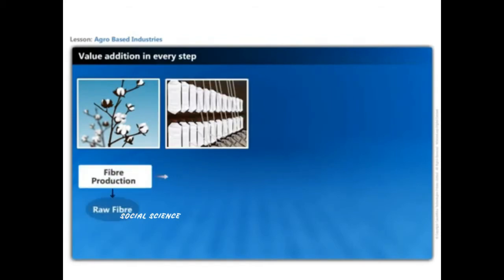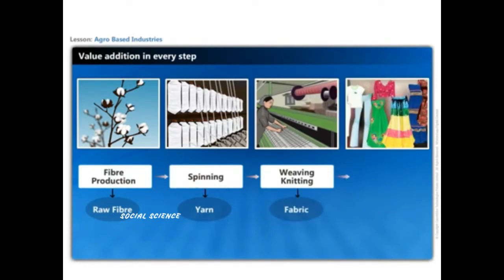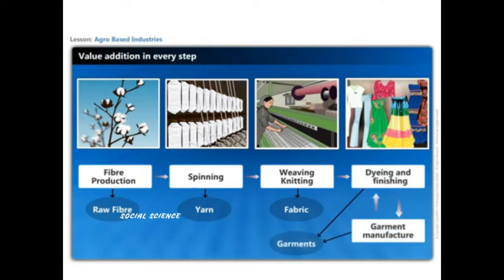Let us look at how value is added at every step of its manufacturing. Raw cotton fiber is produced in cotton farms. Raw fiber goes to spinning industry that produces cotton yarn. Weaving and knitting industries use the yarn and produce fabric. Dyeing and finishing and manufacturing of garments give the final output.